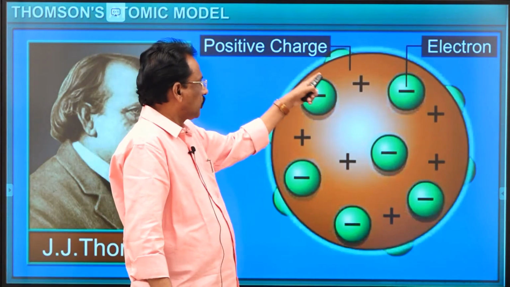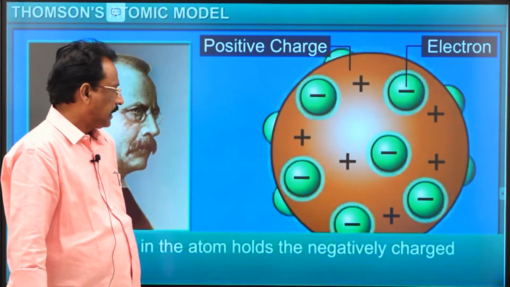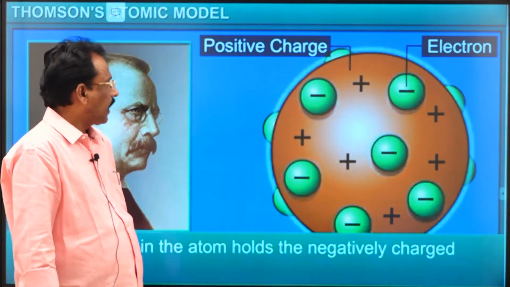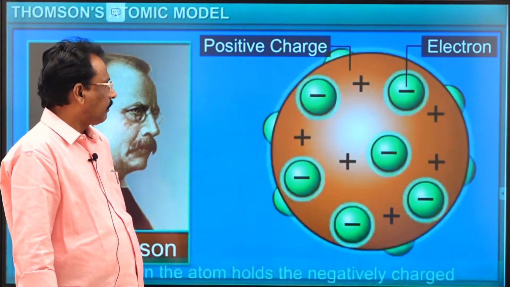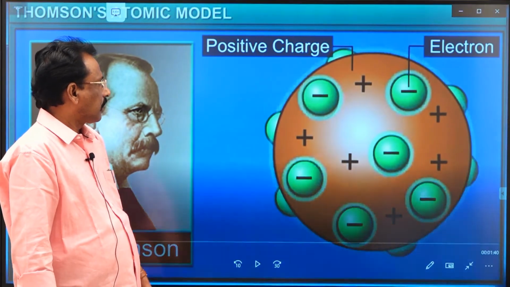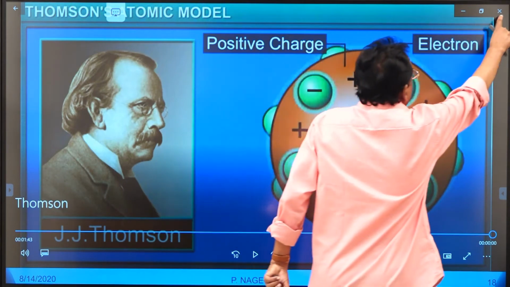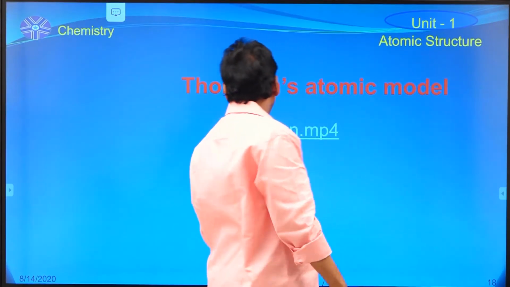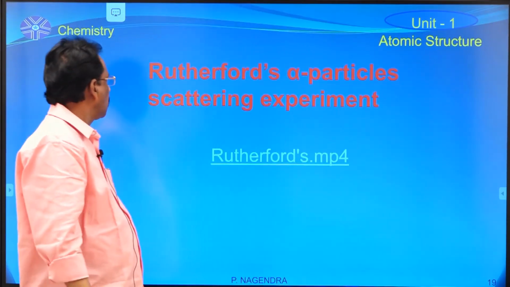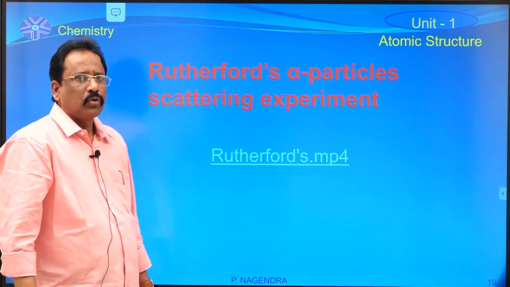So when both positive and negative charges combine together, the atom collapses. That is the main drawback of this atomic model. That's why the next model was proposed by Rutherford.